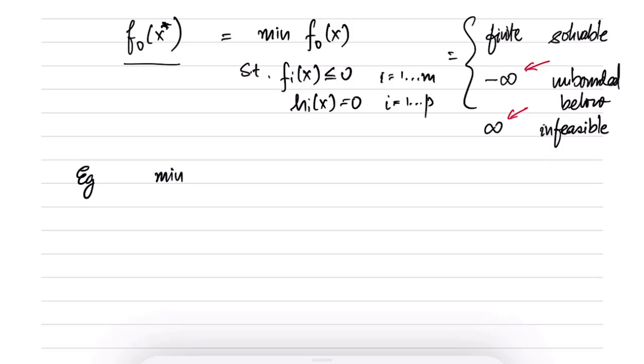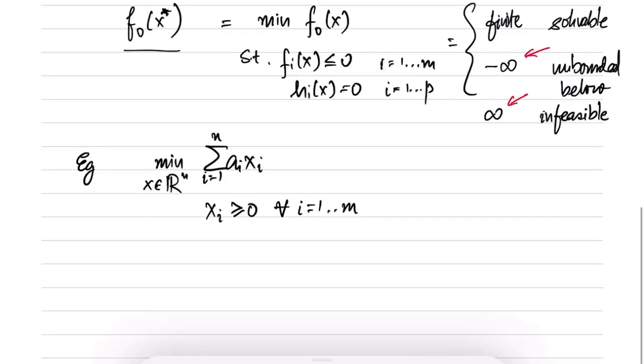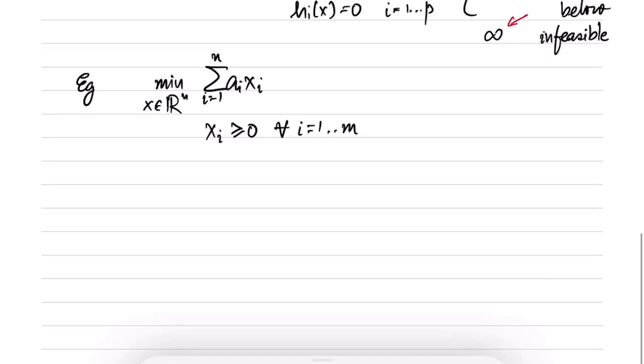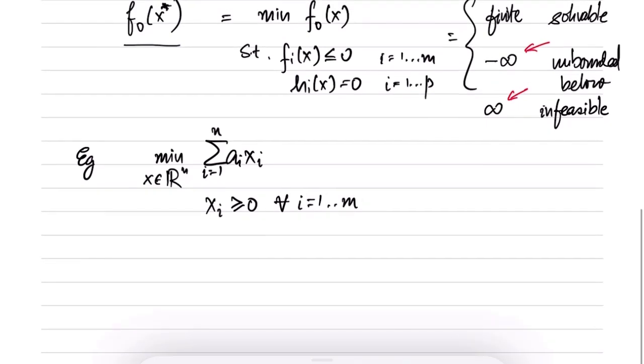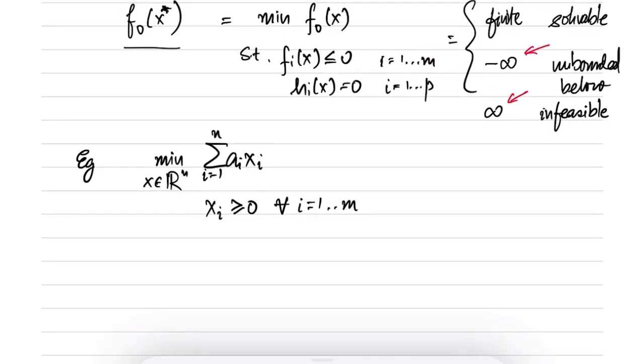Let's say we are saying minimize the sum of ai xi, i equal to 1 to n. So this is x in Rn, and we have the constraint that xi is greater than or equal to 0 for i equal to 1 to m. So what are the various possibilities for this problem? First of all, this problem is always feasible, so the solution will never be infinity. So the minimum value of this will never be infinity, but it can be finite or it can be minus infinity.